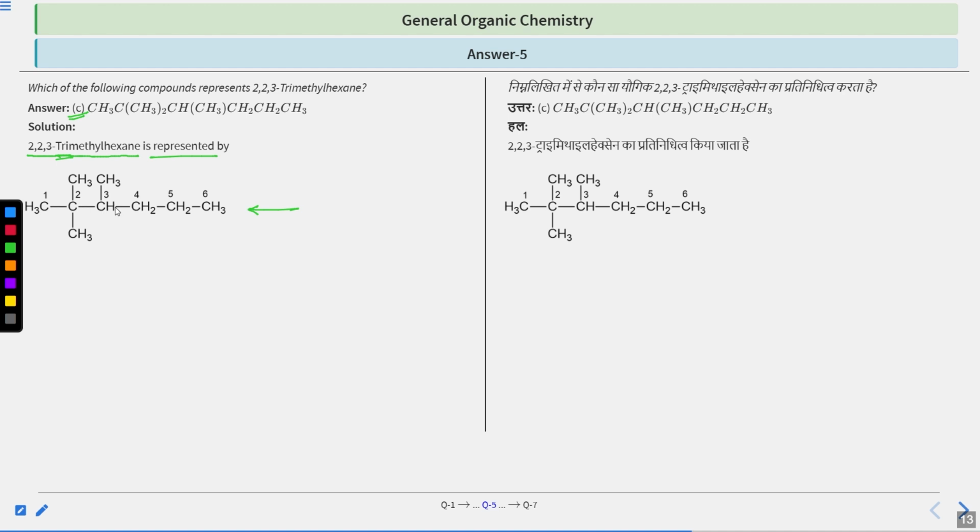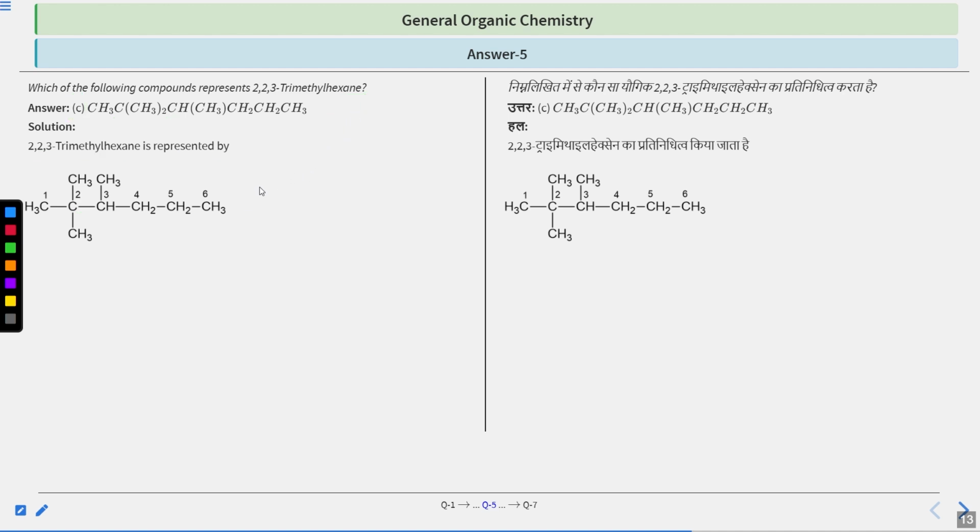2,2,3-trimethylhexane. No double bond or triple bond is present. Then we just match this with the chain. So it will be CH3C(CH3) whole twice, that means this CH3 whole twice is attached to this carbon. Then CH(CH3), that means this CH3 in the bracket is directly attached to this carbon. Then CH2, CH2, CH3. This is a simple chain. Thus, our option C is the correct answer. That means it correctly represents the 2,2,3-trimethylhexane naming.